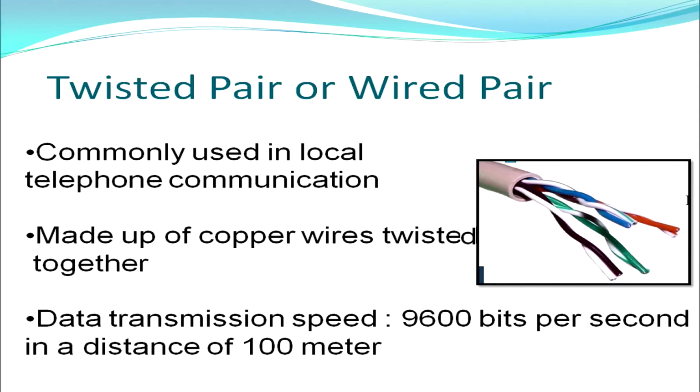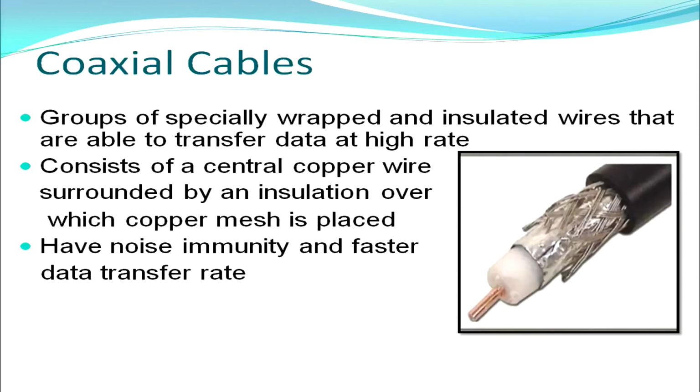Simple networks, such as two computers placed together, not at a very far distance, where you do not want to communicate much larger files, use twisted pairs or wired pairs. Next, we move on to coaxial cables, a better transmission medium. Obviously, as you see in the picture, it has a specially wrapped insulated wire that is able to transfer data at a high rate. Since the wires are insulated, the problem of noise and interference is not there.